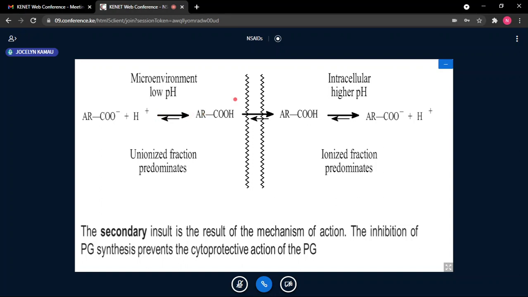The arrow towards the anionized drug is much bolder and bigger. The other one towards ionization is smaller. So the anionized fraction predominates. Because it's predominating, it will pass through the GIT mucosa to get into the mucosal cell. So within the mucosal cell, you have the anionized drug.